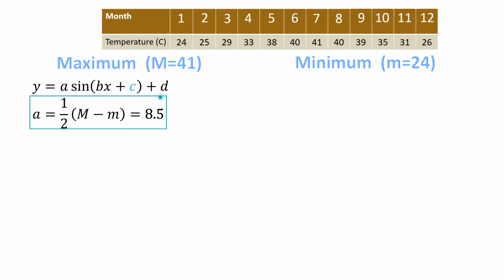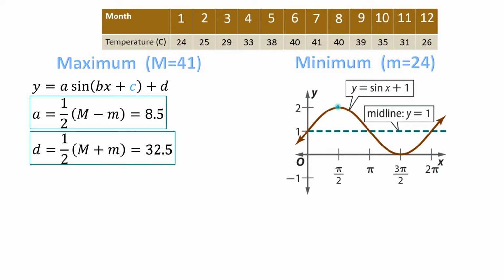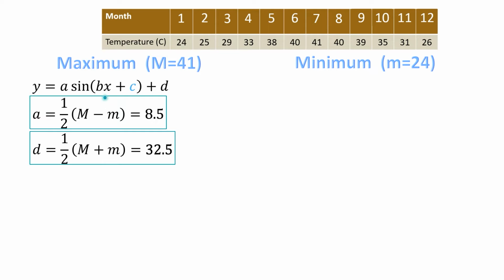Let's find d, which is the midline. The midline is always in the middle between the maximum and the minimum. For example, here we have the minimum 0 and the maximum 2. In the middle between 0 and 2, there is the 1. How do we calculate this for other numbers? We add 0 plus 2 and multiply it by a half. So d, or the midline, is half of the maximum plus the minimum, which is here 32.5 in this example. So a and d are easy.